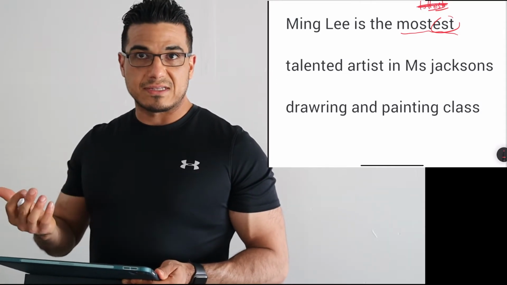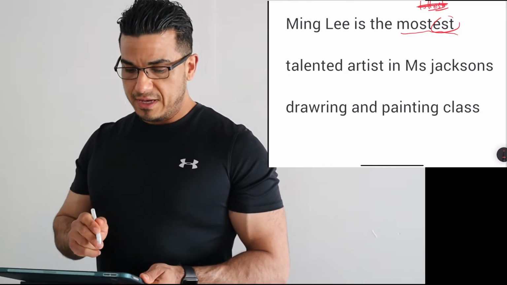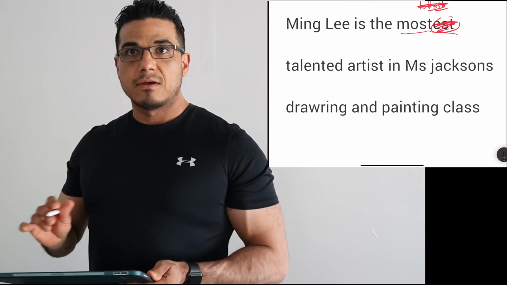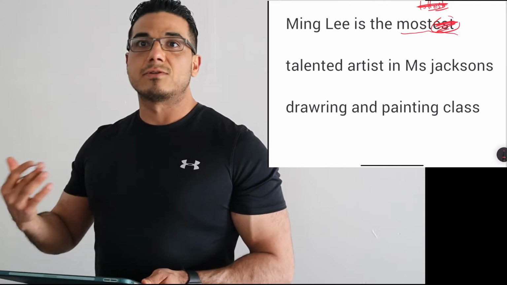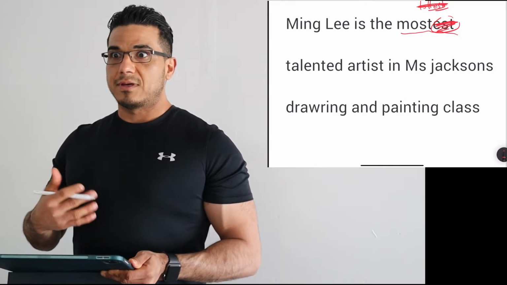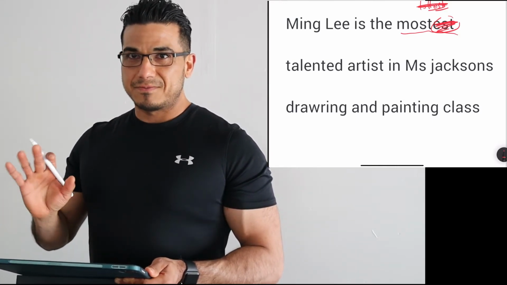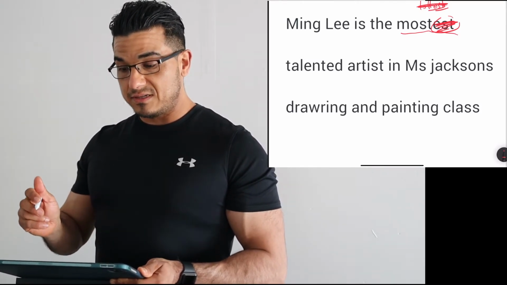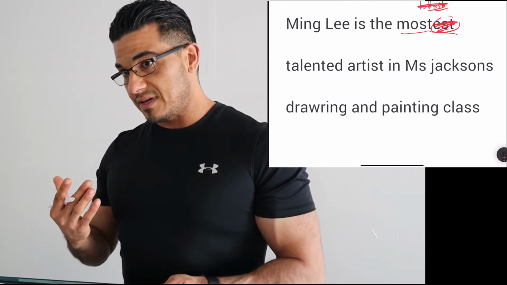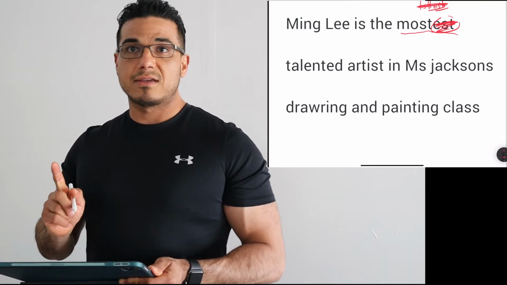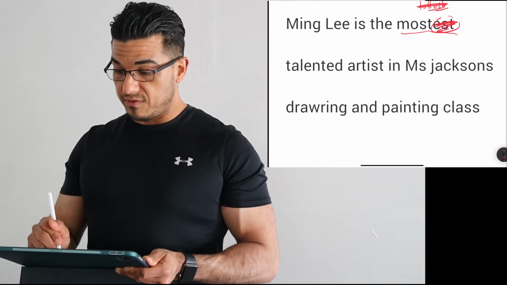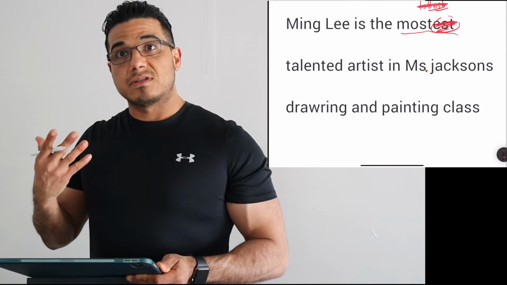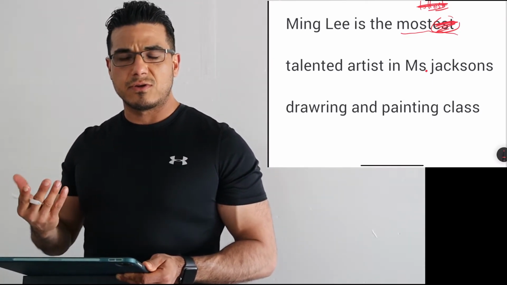That would be its superlative form. However, most in itself exists as a superlative. So it should just read Ming Li is the most, not mostest. Since it's already a superlative, there's no need to add est to double the superlative, which doesn't happen. So again, Ming Li is the most talented artist in Ms., which is our title. However, it's an abbreviated title for an unmarried woman. Anytime you have an abbreviation of any title, you always follow it with a period. The next word after that in English is usually the surname.